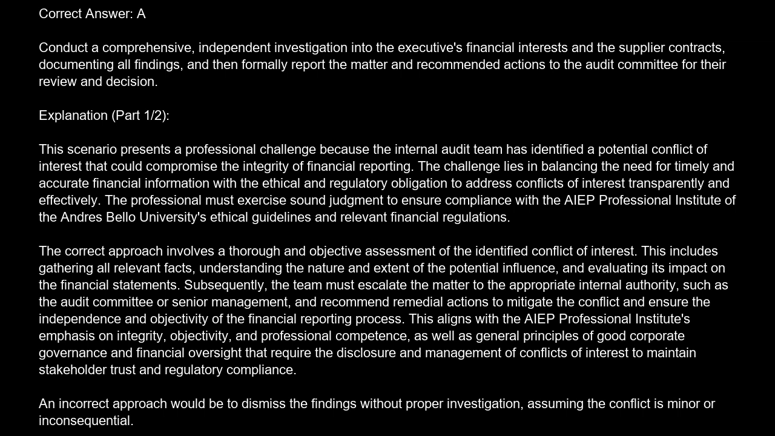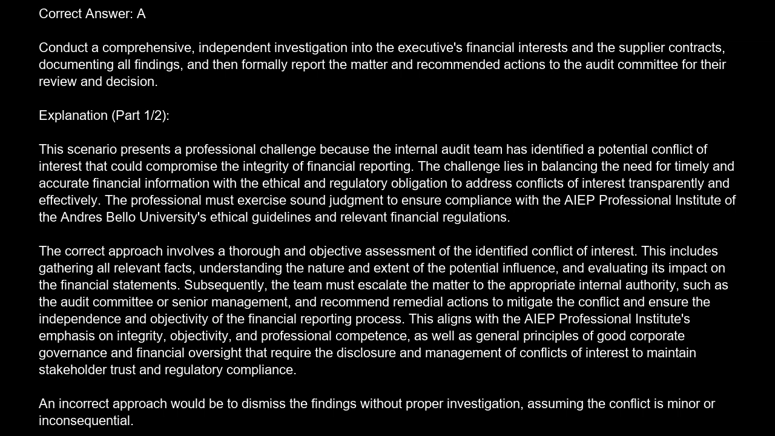Explanation. This scenario presents a professional challenge because the internal audit team has identified a potential conflict of interest that could compromise the integrity of financial reporting. The challenge lies in balancing the need for timely and accurate financial information with the ethical and regulatory obligation to address conflicts of interest transparently and effectively. The professional must exercise sound judgment to ensure compliance with the AIEP Professional Institute of the Bello University's ethical guidelines and relevant financial regulations. The correct approach involves a thorough and objective assessment of the identified conflict of interest.